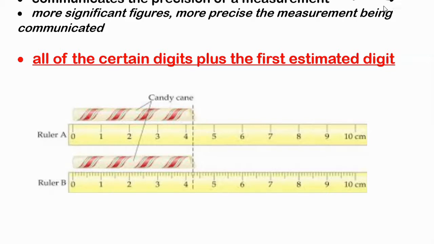And this is where sometimes students run into problems because your calculator will give you like 3.0174289, and you just write down all the numbers. Well, you may not have actually measured it that precisely.